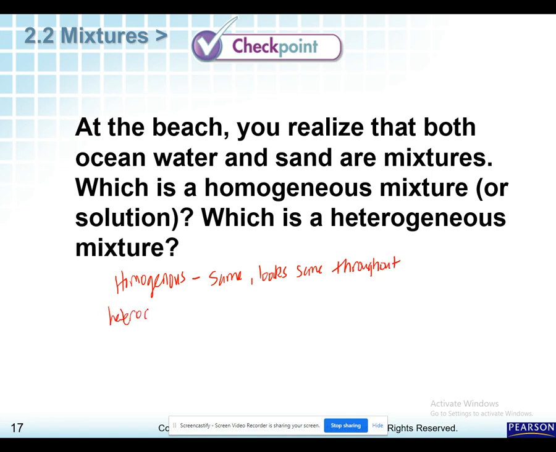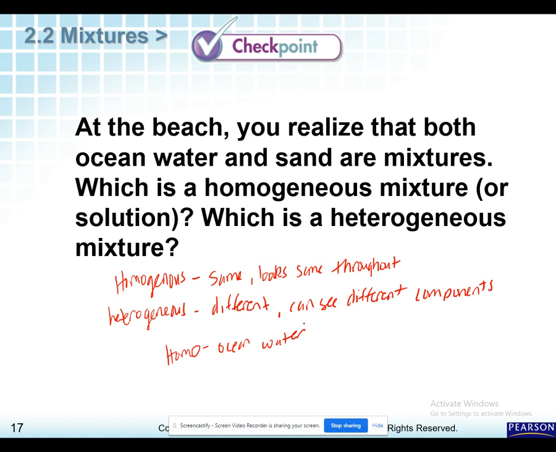Heterogeneous, hetero means different. You can see different components. So if you have some salt and you dissolve it into water, you get some salty ocean water. And when you look at it, it looks just like water. You can't really see the salt in it because it's dissolved. So if you said that the ocean water was homogeneous, you are correct.